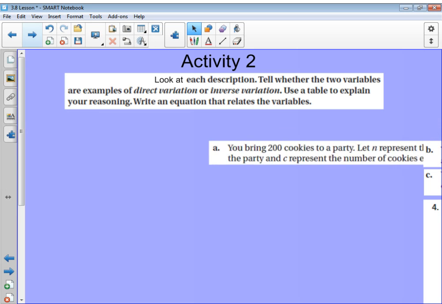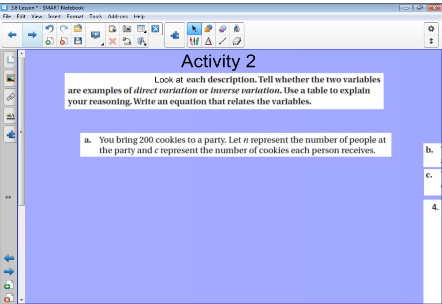Okay, so we're going to go ahead and look at this first example. So we'll discuss whether it's direct or inverse, and then we'll give some examples for a table, and then we'll also write an equation. It says you bring 200 cookies to a party. Let n represent the number of people at the party, and c represent the number of cookies that each person receives. So let's go ahead and just do an example.